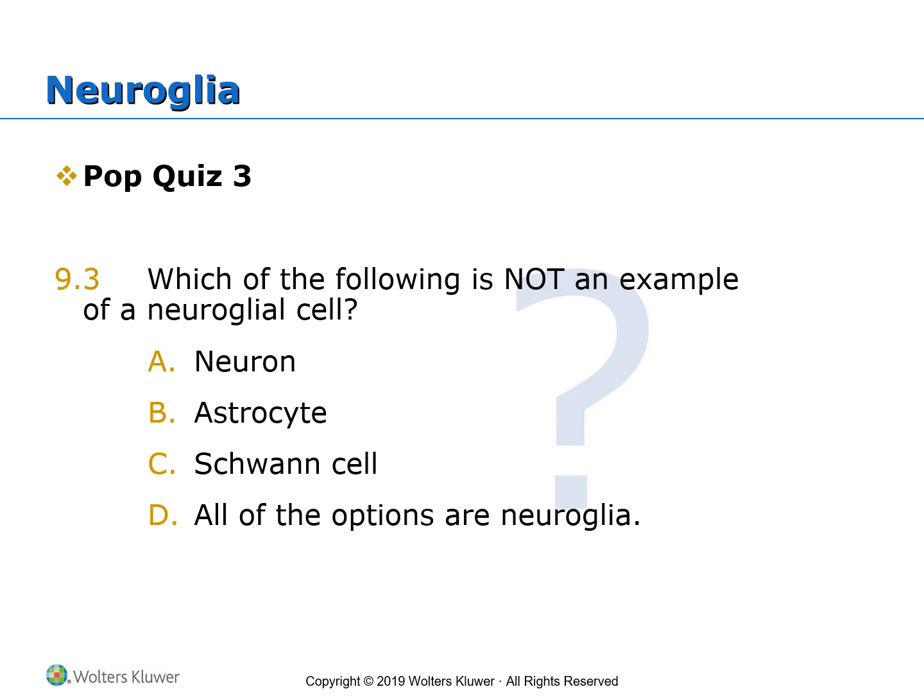Question number 3, which of the following is not an example of a neuroglial cell? Neuron, astrocyte, Schwann cell, or all the options are neuroglia. The only example that is not a neuroglial cell is obviously the neuron.